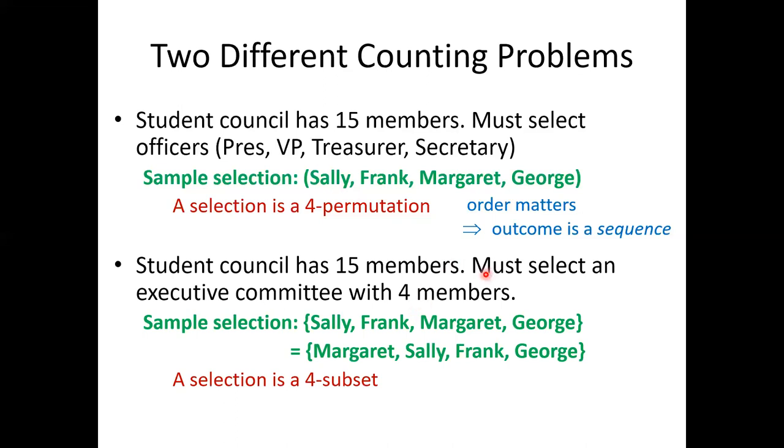But let's say I select not this office, but just some committee. And the only thing about this committee is who's on it and who's not. So now I'm selecting a 4-tuple again, but it's an unordered tuple. Because if my selection is Sally, Frank, Margaret, George as before, it doesn't matter what order I put them, because both this one and this one mean the same thing, that the same set of 4 is chosen as an executive committee. So the order does not matter now. So this is called a combination rather than a permutation.